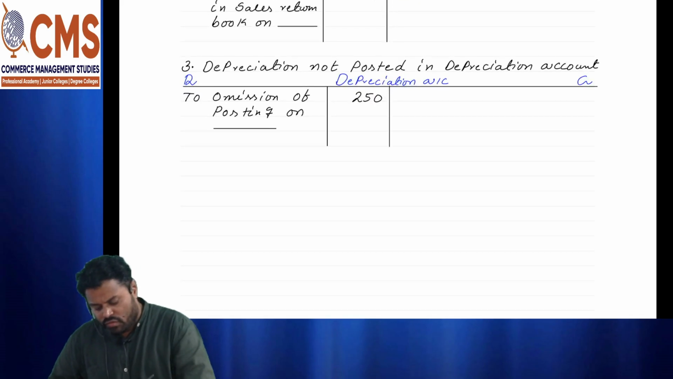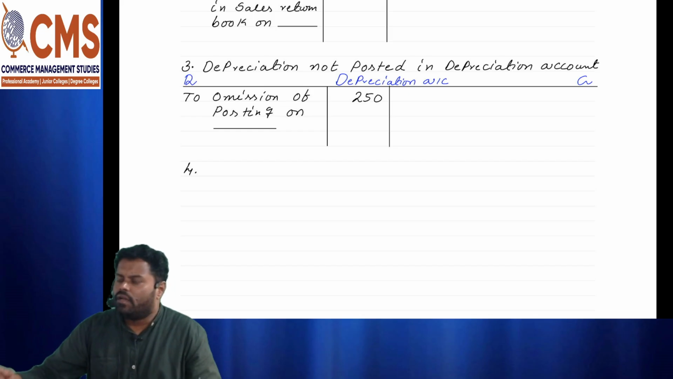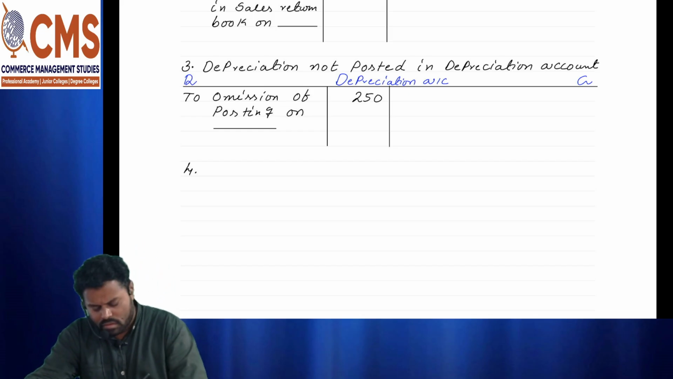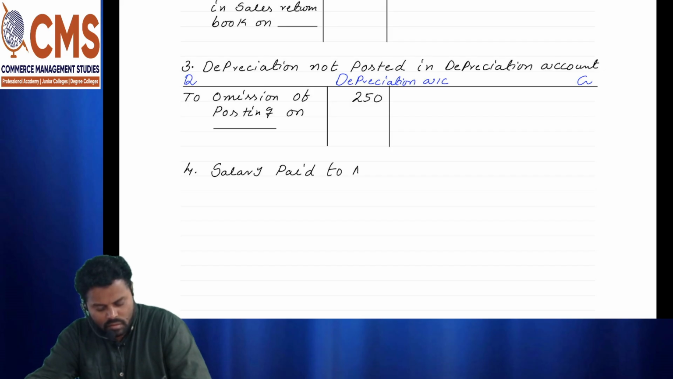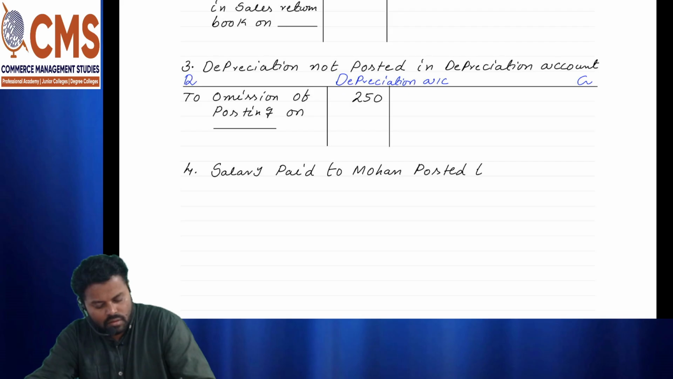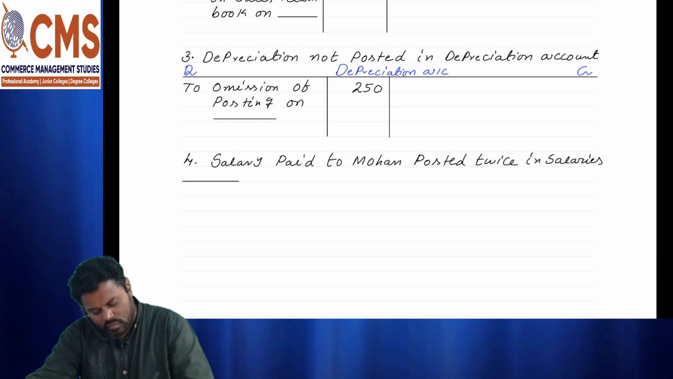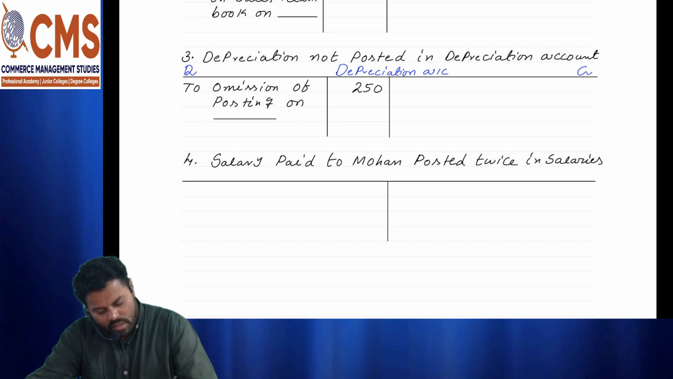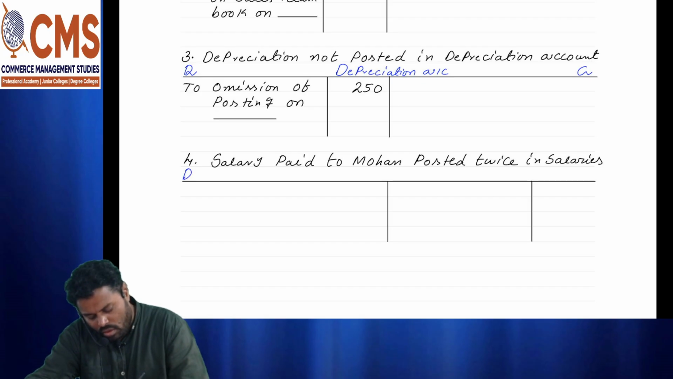Let's see the fourth one. What is the fourth one there? Statement number 4. Payment of salary to Mohan posted twice in salaries account. Okay. So tell me, where will you write it in this account? We'll write that in salaries account on the credit side.